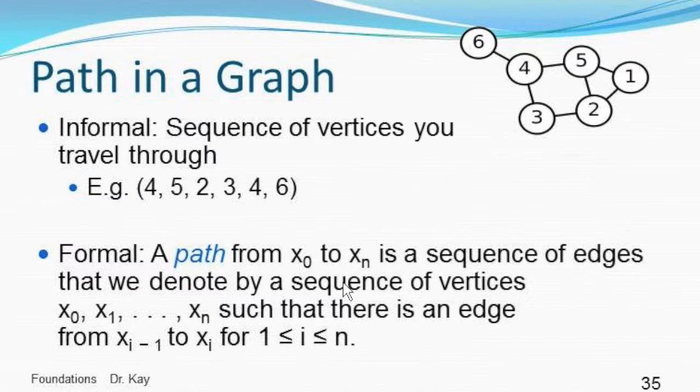And the formal definition is simply that we have a sequence of edges that we denote using a sequence of vertices, x0, x1, and so on all the way up to xn, so that we know that for every pair from one x sub i minus 1 to the next one x sub i, there's an edge in there. And if you look at this, 1 less than or equal to i less than or equal to n, you'll see that this gives us all the edges.